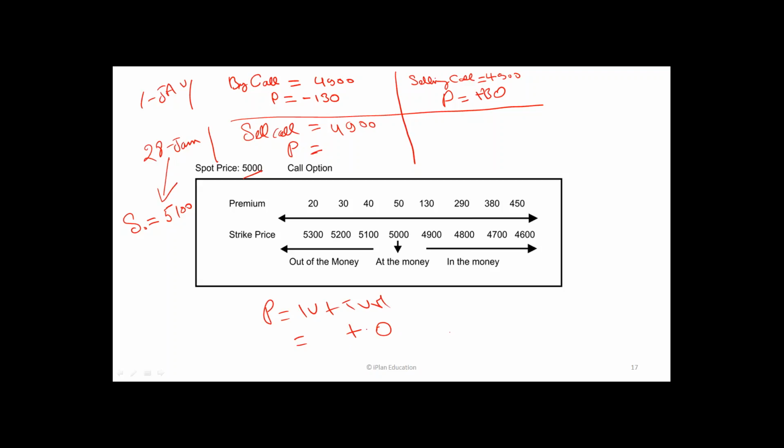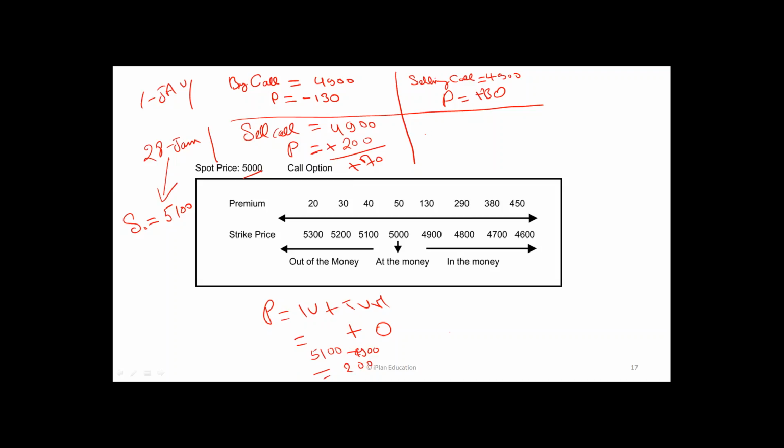And what will be my intrinsic value? Spot minus strike. So spot is how much today? 5100. And at what price did I buy? 4900. So my intrinsic value will be 200. So what will be my premium? Basically 200. So I'm going to receive 200 here when I sell. So the difference is my profit. What is my difference? Here 70. So this is my profit.